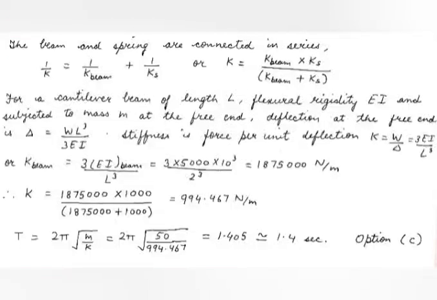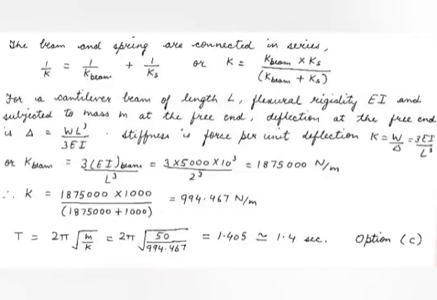So, the effective stiffness of the system K will be equal to 1875000 into 1000 divided by the sum of 1875000 and 1000, which gives us K equal to 994.467 Newton per meter. Putting the value of M and K in the expression for T, we get the time period T equal to 2 pi under root of 50 divided by 994.467 equal to 1.405, nearly equal to 1.4 seconds. This matches option C.